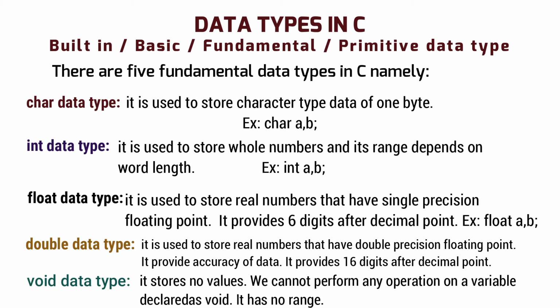And the last one, void data type, stores no values. We cannot perform any operations on a variable declared as void. That means it has no range. The meaning of void is nothing.